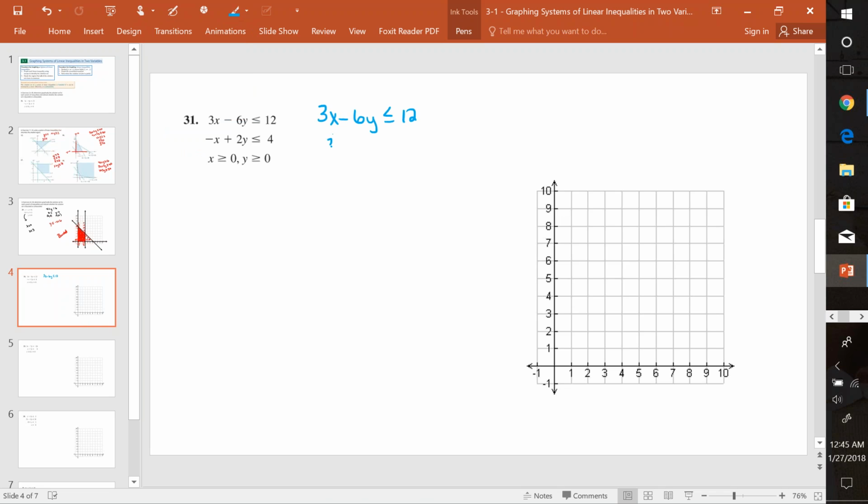I like to do intercepts, so if I let each part equal 0, I get these two situations. So x is 4, or 4 comma 0. And y is negative 2, or 0 comma negative 2. So we're going to have to draw where we think that is, which I'm going to guess is right down here. And 4, 0 is here. We're going to draw a line for that.